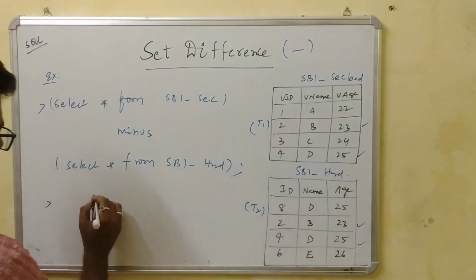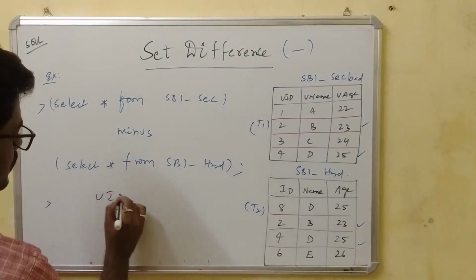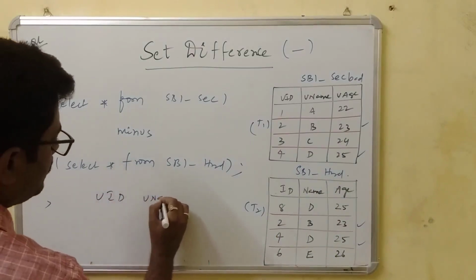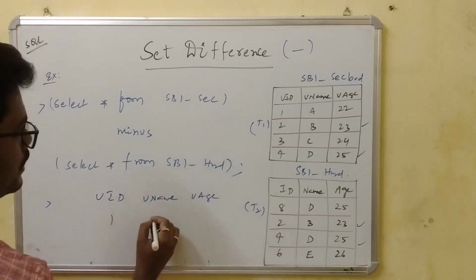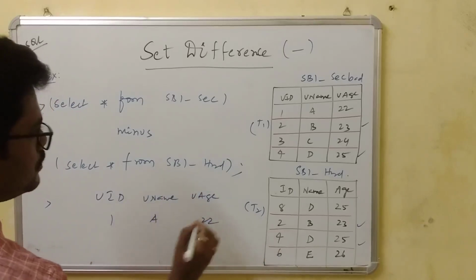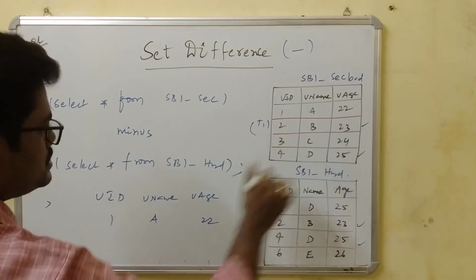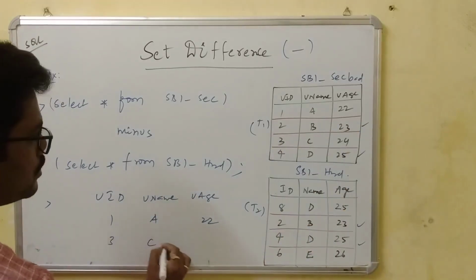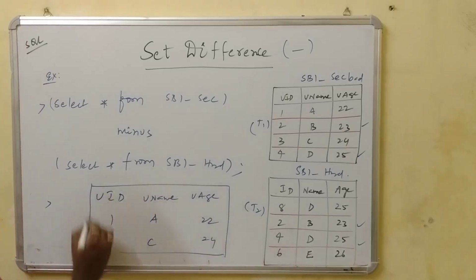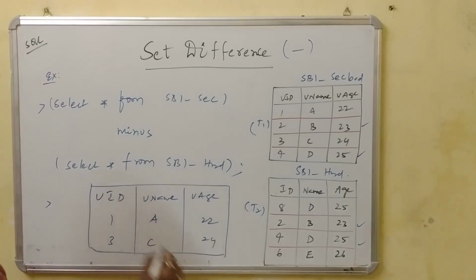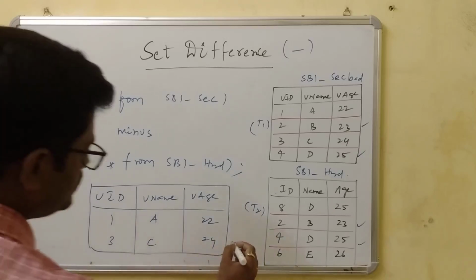Now the remaining table will have UID, UNAME and UH. The remaining table values are 1A22, with the common ones removed, and 3C24. This is the resultant table we get when we perform the set difference operator. I hope you understand this.